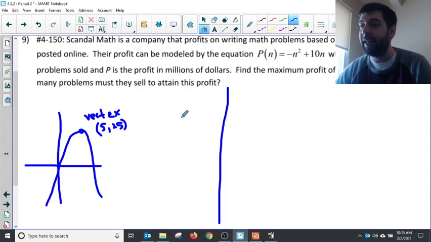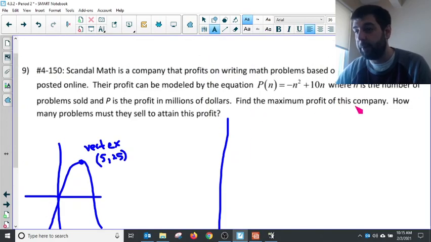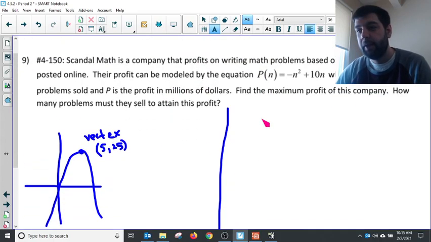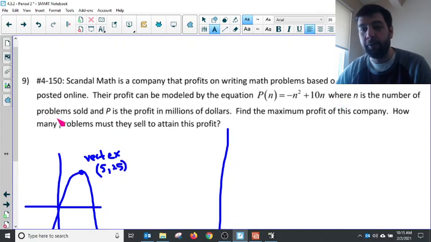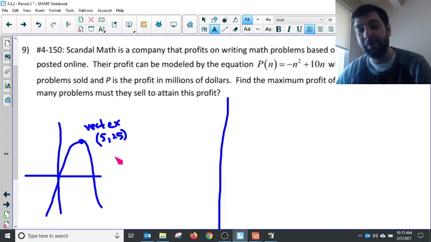This is what I mean by answer word problems with words. Give an answer that answers what's being asked of you. Find the maximum profit of the company. P is the profit, so y is the profit. So this is my profit number in millions of dollars. So there's a lot of profit for Scandal Math to be making problems based on bad information. And how many problems must they sell? N is the number of problems sold. So they only have to sell 5 problems to make $25 million profit.